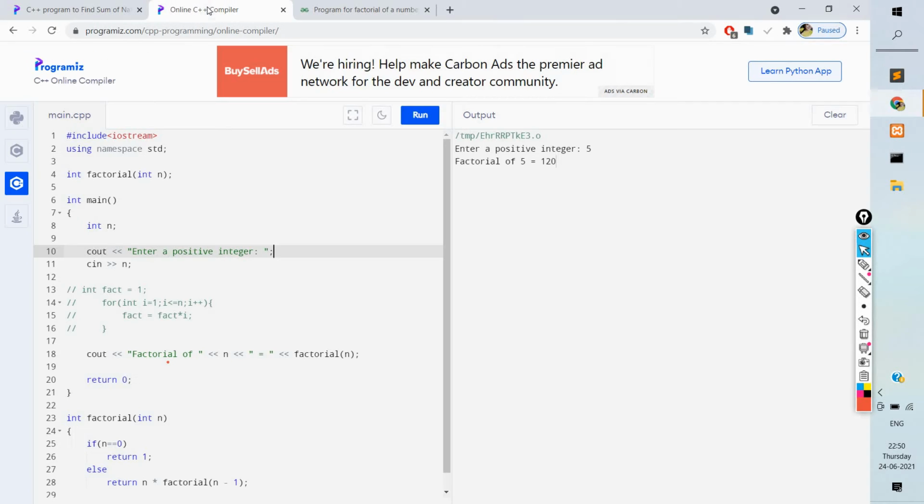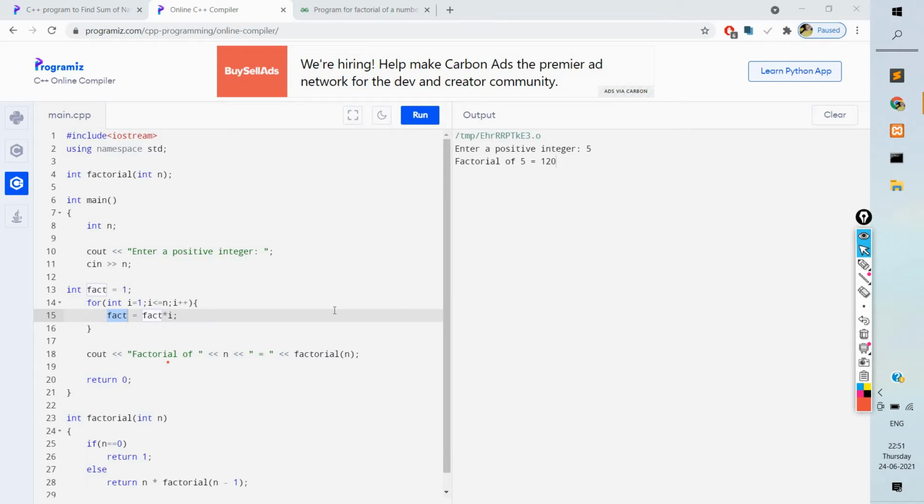Firstly, we can see how we can solve it iteratively. We all know the iterative method is very easy. In this case I take factorial as 1. When we are finding the sum of all the numbers, the sum starts at 0, but here we take the factorial as 1. Why? Because if we multiply 0 with any larger number, like I am multiplying 0 with 24, it becomes 0. So here I take factorial as 1.